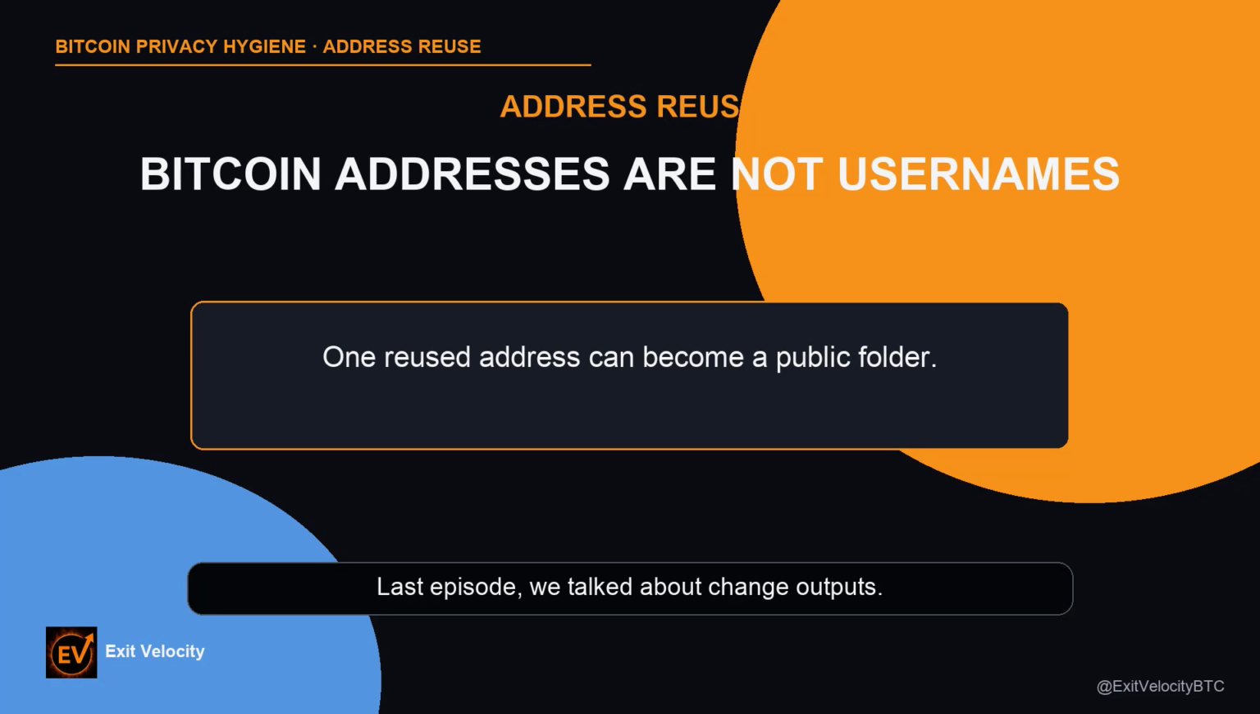Last episode, we talked about change outputs. The coin your wallet sends back to you after a transaction spends a larger input. This episode is about the habit that sits even closer to the surface: address reuse.